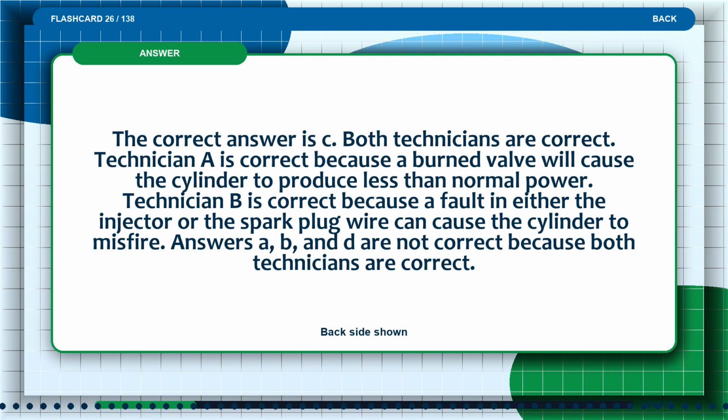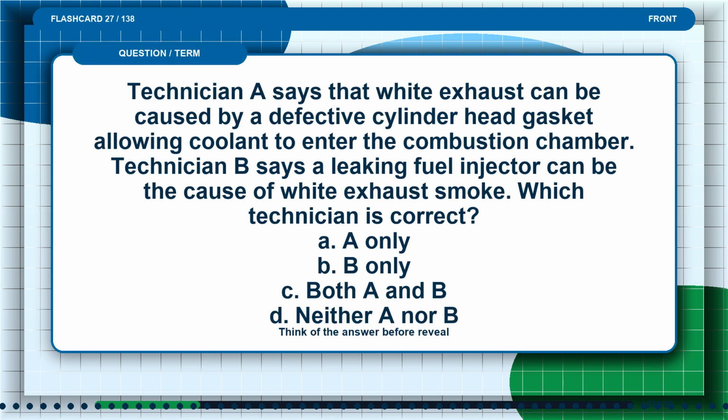The correct answer is C. Both technicians are correct. Technician A is correct because a burned valve will cause the cylinder to produce less than normal power. Technician B is correct because a fault in either the injector or the spark plug wire can cause the cylinder to misfire. Answers A, B, and D are not correct because both technicians are correct. Flashcard 27.